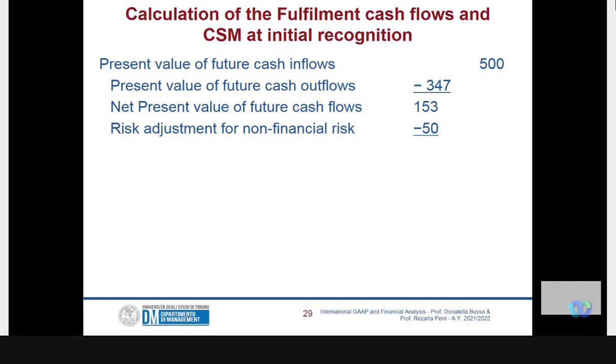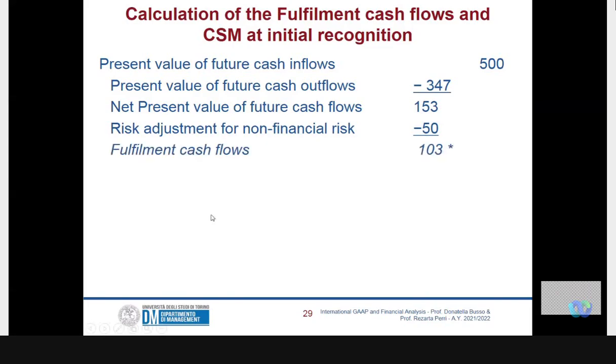Now, to account for the uncertainty about the timing and also the amounts, we include a non-financial risk component, which is 50 euro. How did we come up with that figure? Again, this is not something that accountants do, but the ones that foresee the effects of financial and insurance contracts, actuaries. And they say that, look, for this kind of contract, the non-financial risk is very modest. It's only 50 euro. And we say, okay, minus 50.